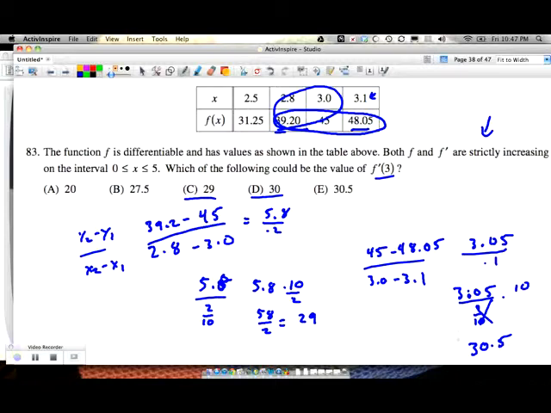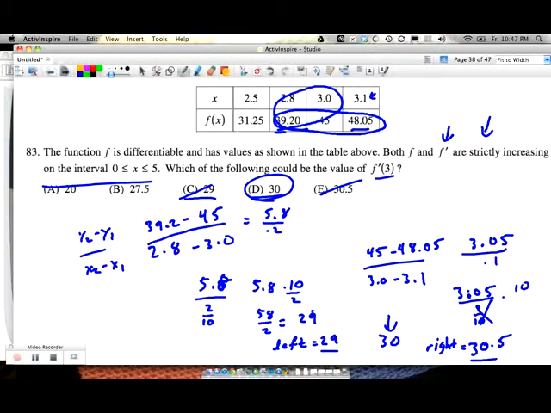Now, here's kind of what I'm thinking though. If I know that this is 30.5 and this is 29 on either side, here's what's actually happening. On the left side, I know that my slope is 29, and on the right side, my slope is 30.5. And I know that it's increasing. F and F prime are strictly increasing. This means the slopes are increasing. It's at 29, it's going to 30.5. So what's in between those? It would have to be 30. So the answer should be D, 30. Not even 30.5 or 29. It's got to be in between them, and these are just nowhere near it.